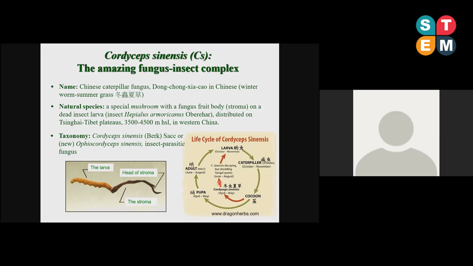Usually the insect larva will be buried and stay underground. At that time, the fungus spores will fall on the insect and start the infection. From October and November until the next May or June, the complex forms, taking about 8 to 10 months. Then of course the local people can find and dig out this organism. It has a very high price.